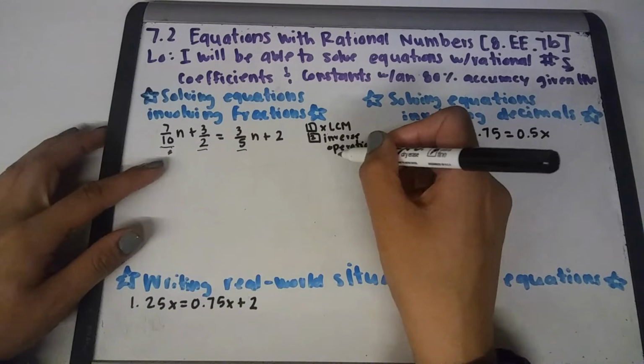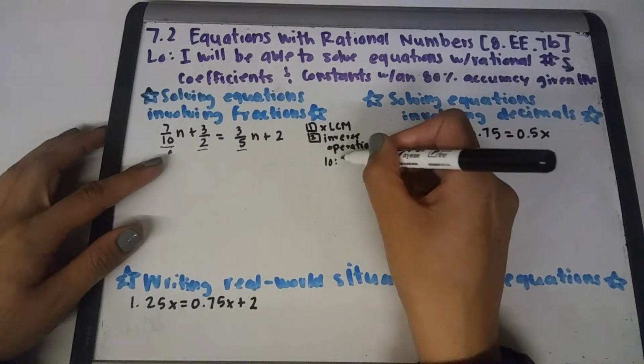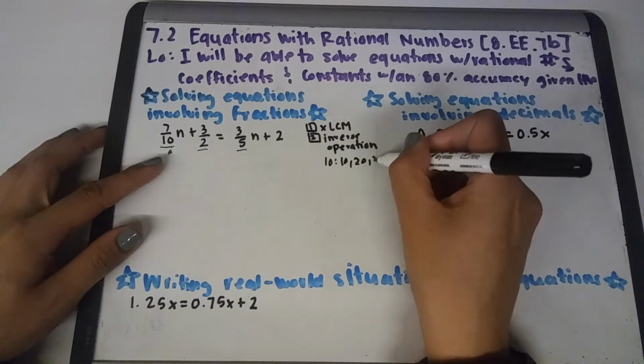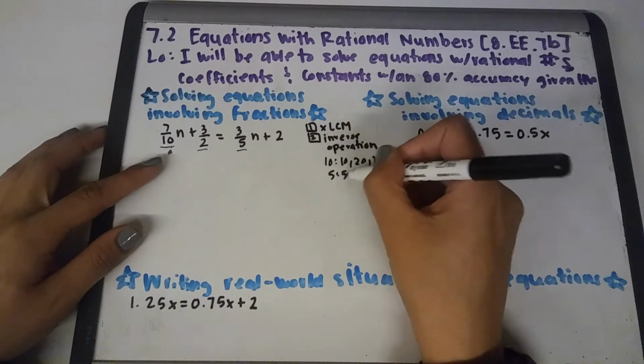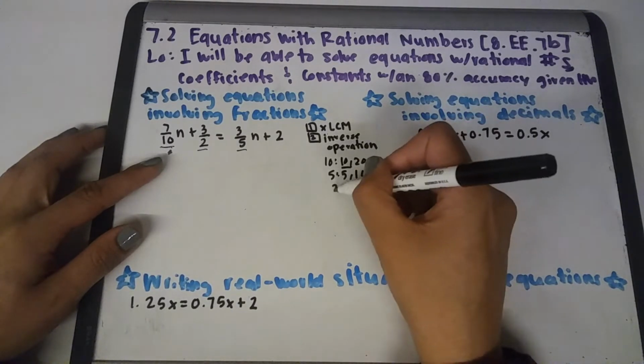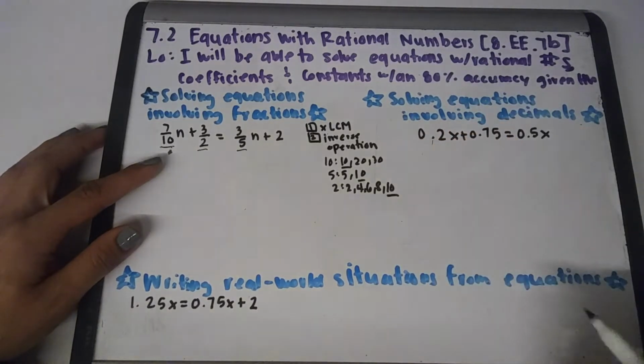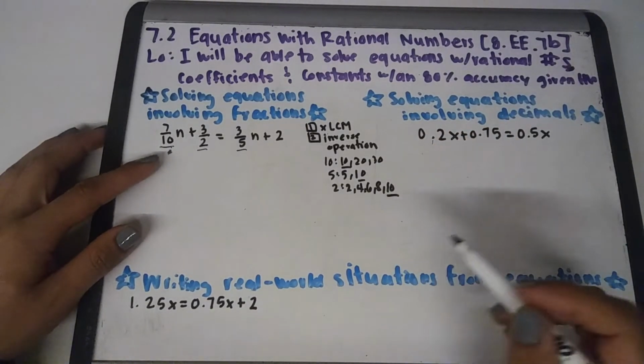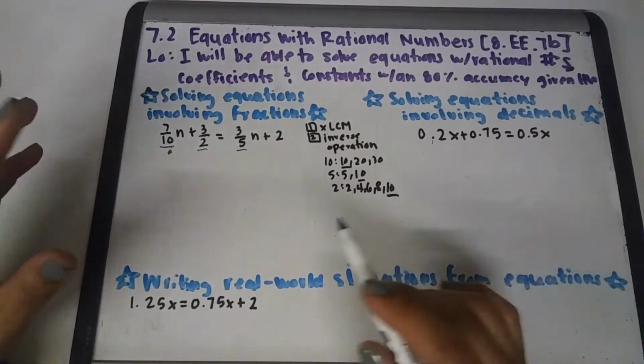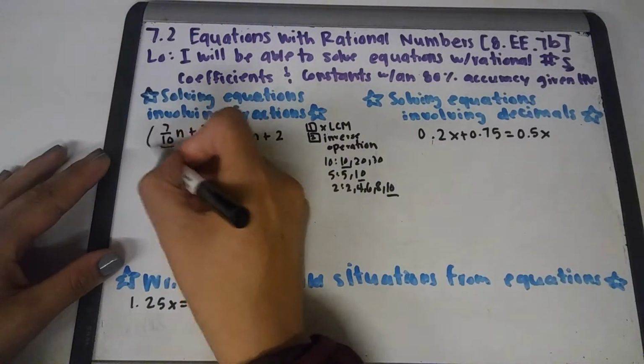If you don't remember how to do that, I can start with 10. So counting by 10: 10, 20, 30, right? And then 5: 5, 10. I already see the 10 there. And then if I count by 2, it's 2, 4, 6, 8, 10. So 10 is the first multiple that appears in those three. So what I'm going to do is multiply the whole thing by 10. Okay?